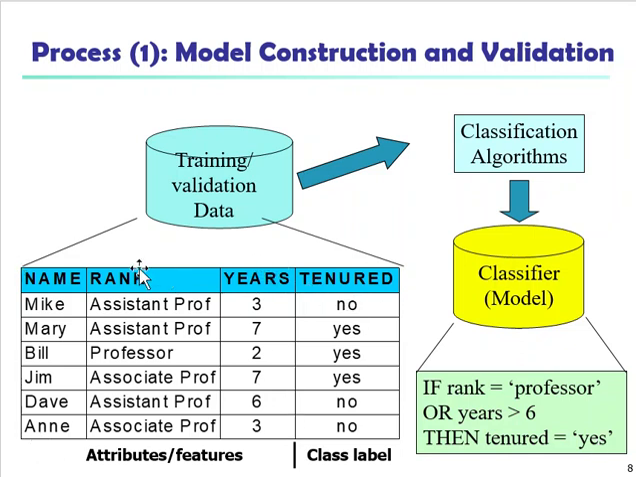So here the data set looks like this. We have 1, 2, 3 attributes. The attributes are also called features. And we also have a special column called the class label. So here our label is whether this individual is tenured or not. Okay, this is the model construction and validation process.